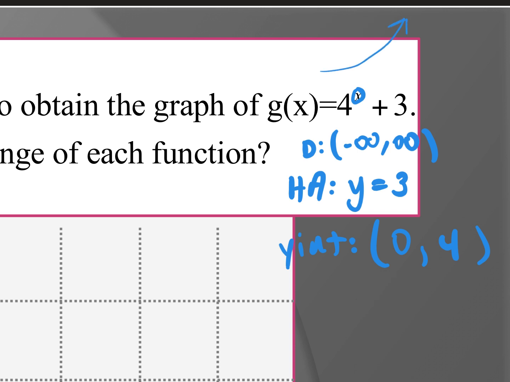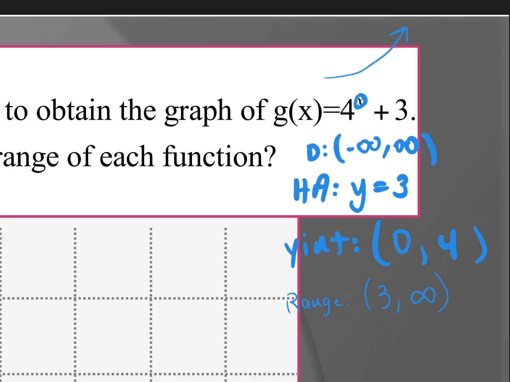So what is your range? It's going to be based upon your horizontal asymptote. Is it from negative infinity to 3? Or is it 3 to infinity? It's 3 to infinity. It does not include the asymptote. It gets really close to it, but doesn't touch it.